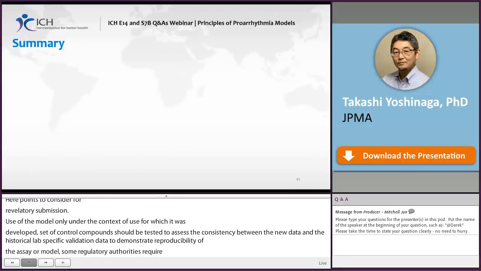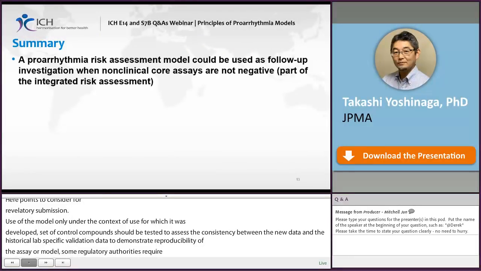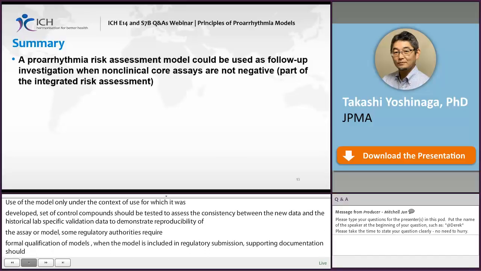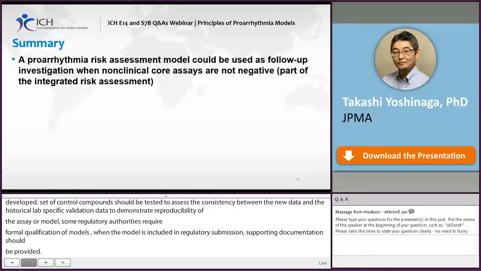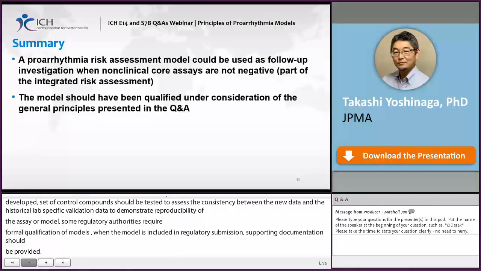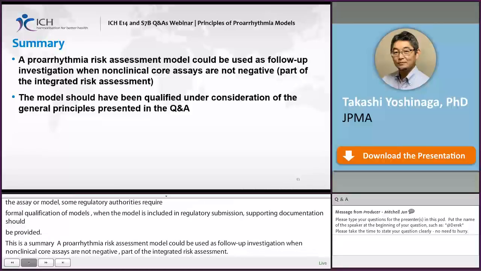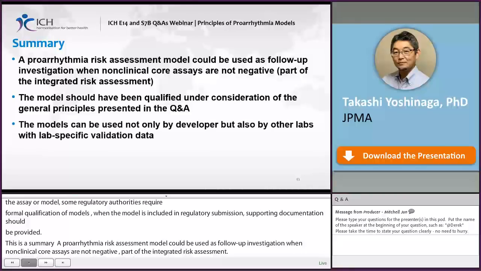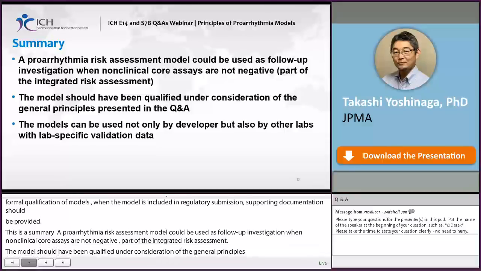This is the summary. A proarrhythmia risk assessment model could be used as a follow-up investigation when non-clinical core assays are not negative, as part of the integrated risk assessment. The model should have been qualified under consideration of the general principles presented in the Q&A. The models can be used not only by the developer but also by other labs with lab-specific validation data.